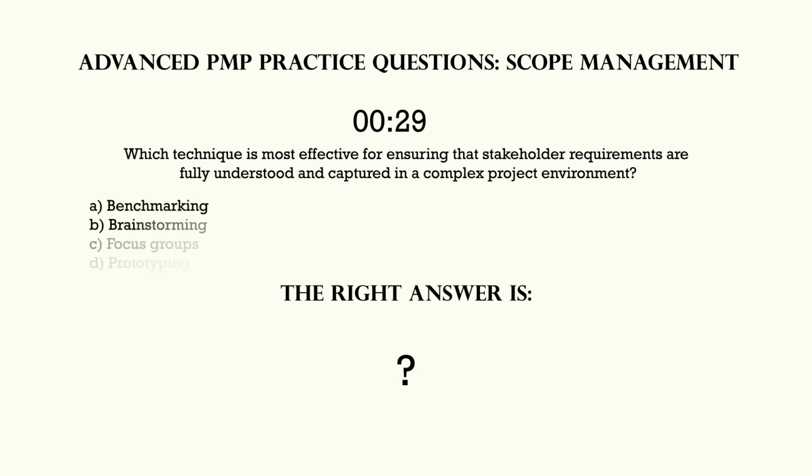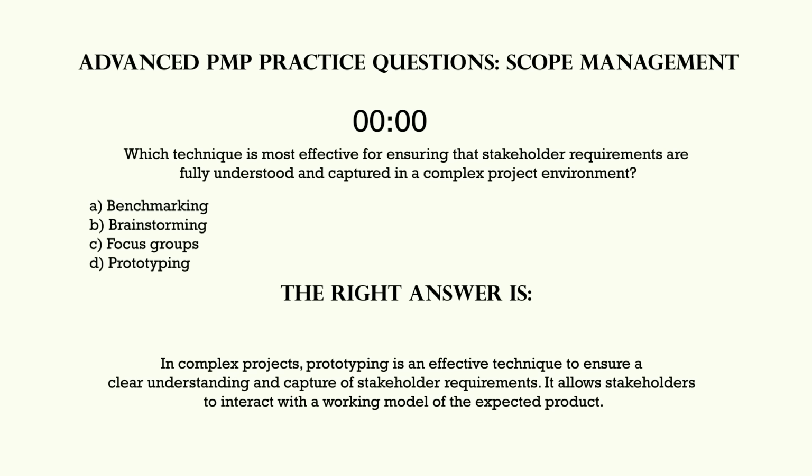Which technique is most effective for ensuring that stakeholder requirements are fully understood and captured in a complex project environment? In complex projects, prototyping is an effective technique to ensure a clear understanding and capture of stakeholder requirements. It allows stakeholders to interact with a working model of the expected product.